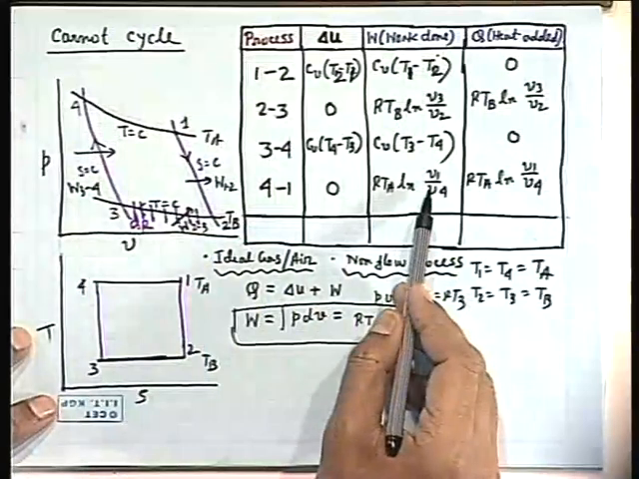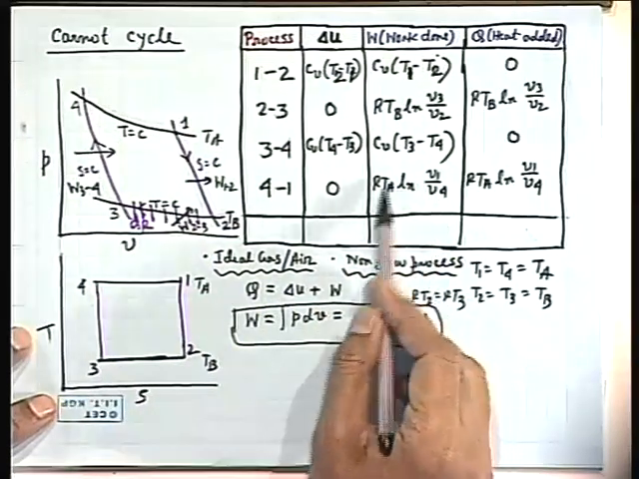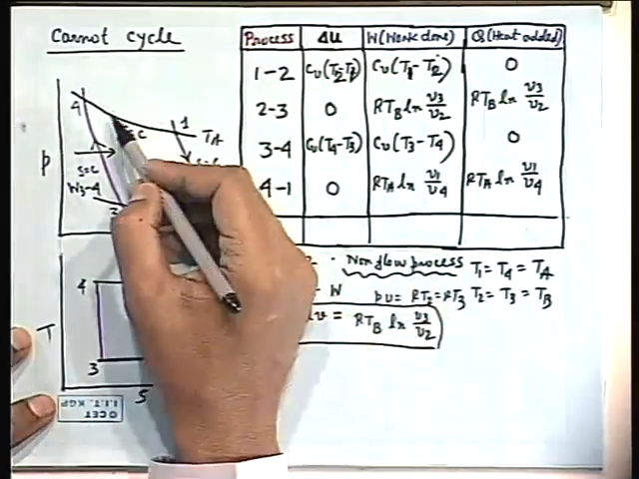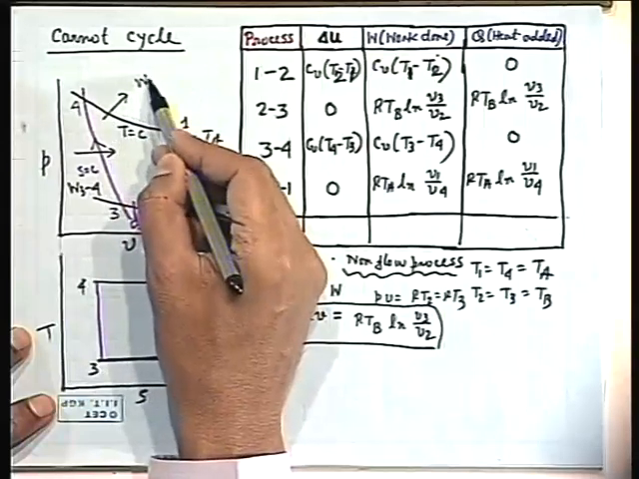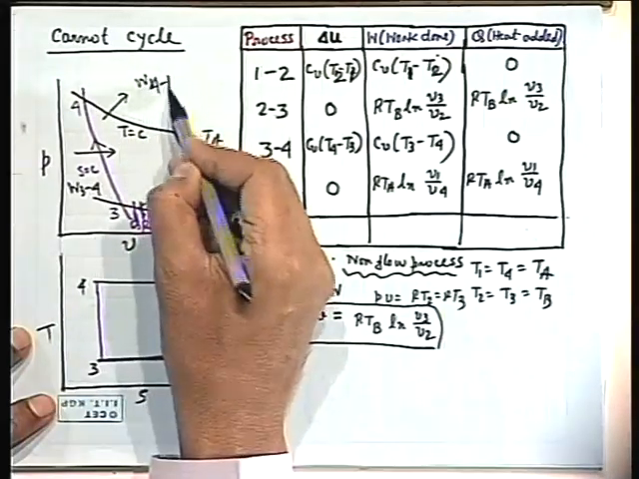That means the work developed by the expansion has to be nullified by the amount of heat which has to be supplied, so that the algebraic summation of these two is 0. There is no change in internal energy. So you see here V1 is more than V4, so this is positive, work is done. In this case work is done, W41.